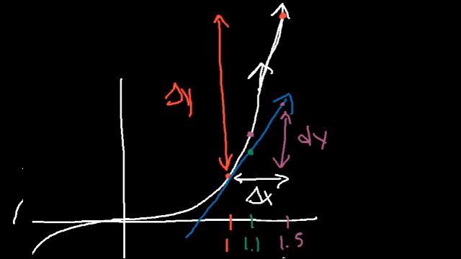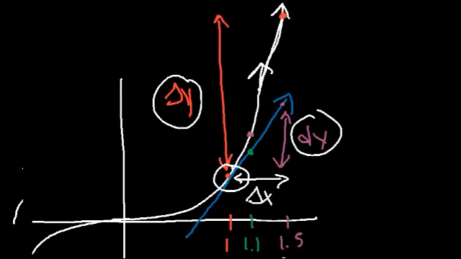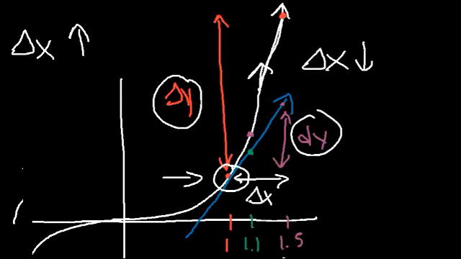So delta y is significantly larger than dy as delta x increases. As you move away from the point where the tangent line intersects the function, so basically as delta x increases, delta y and dy, they diverge from each other. But as delta x decreases, as you get closer to the point of intersection, delta y is approximately equal to dy.